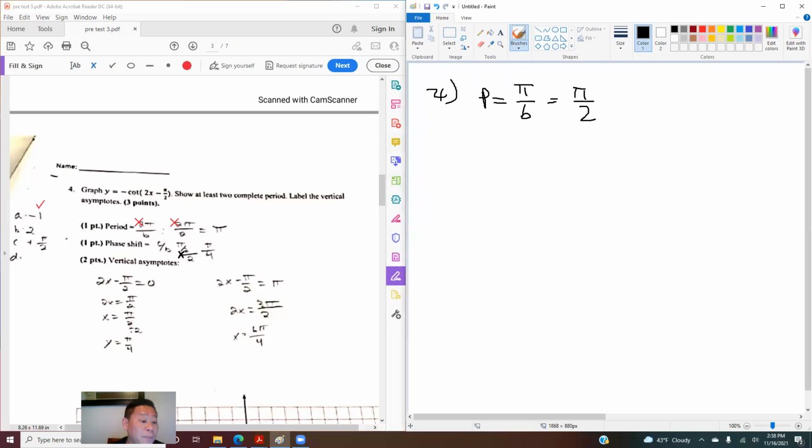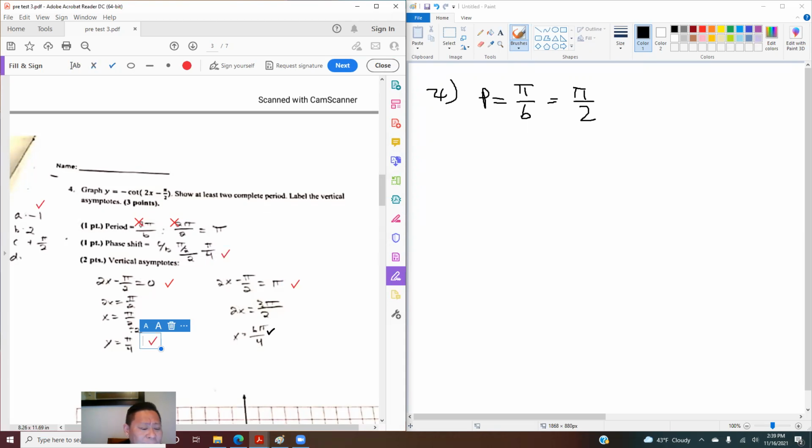Phase shift is C over B. So in this case, pi over 4 is correct. Vertical asymptotes: very good. For cotangent, it's 0 to pi. You move that and then you divide. Plus pi over 2 divided by 2 will be pi over 4. Yes, very good.